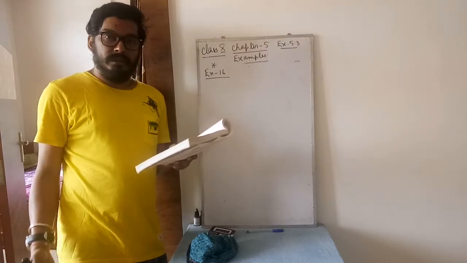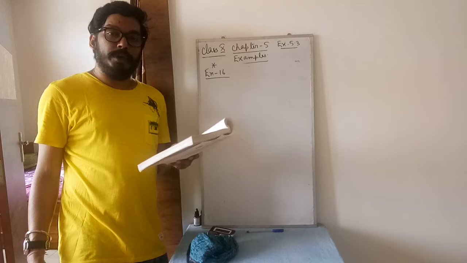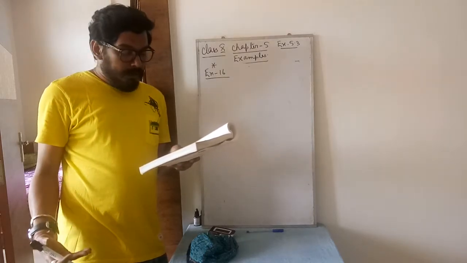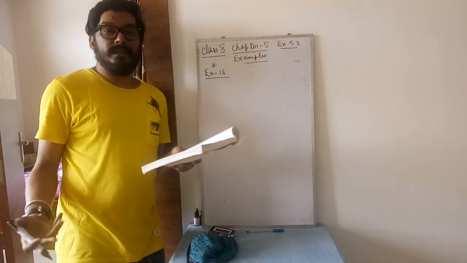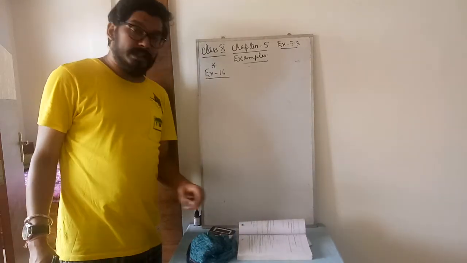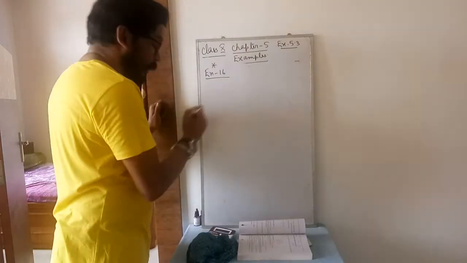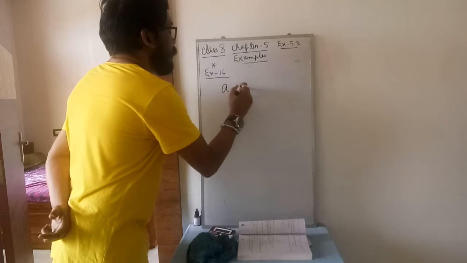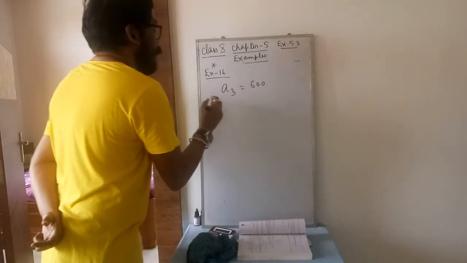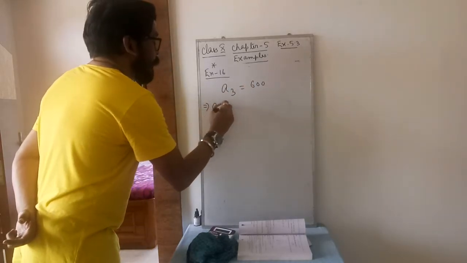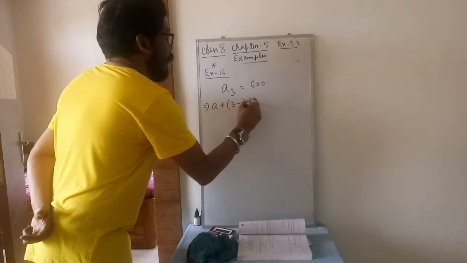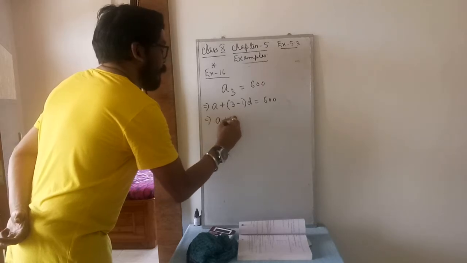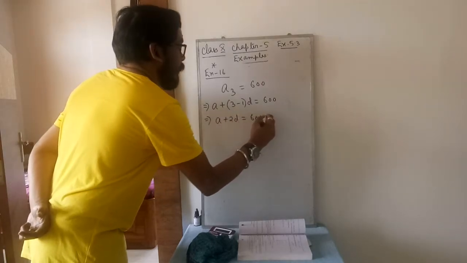Production in the 10th year, so A10. The total production in the first 7 years, total means sum of the production in the 7 years, means S7. So here A3 is given, how much? 600. This is the production in the third year. So A3 means A plus 3 minus 1 into D equal to 600. So it is A plus 2D equal to 600.